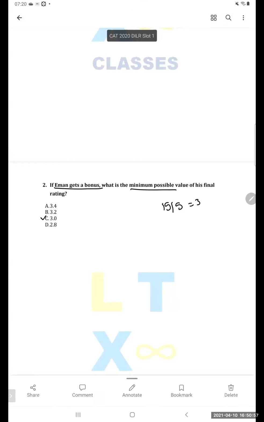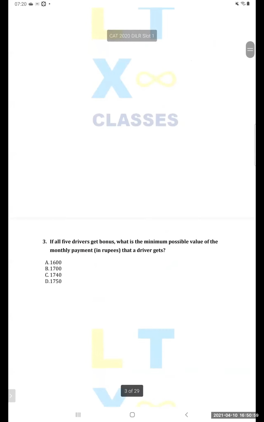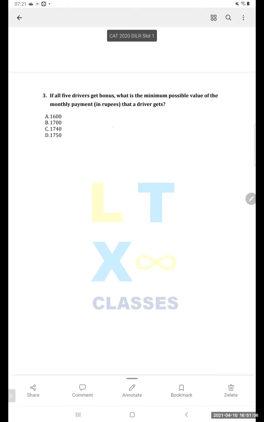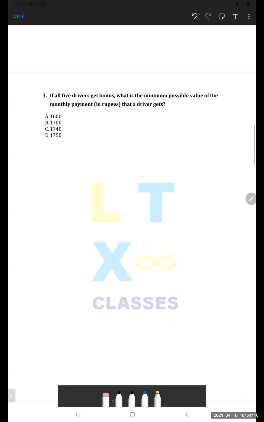Followed? Yes, sir. Okay, now let's go for the next question. Now you solve the question for me and let's see how it goes. It says if all 5 drivers get bonus, everybody got bonus, what is the minimum possible value of the monthly payment in rupees that a driver gets?